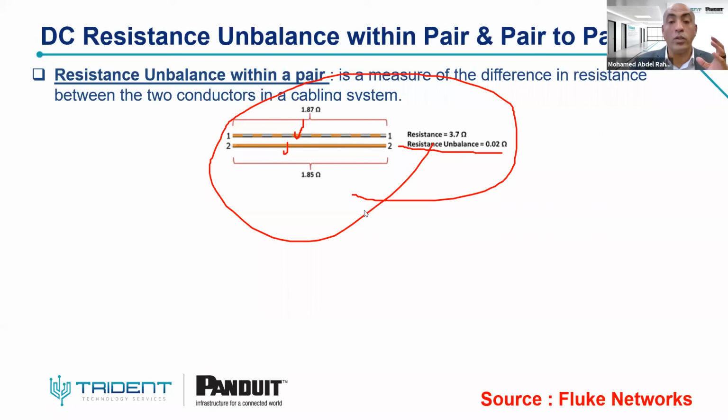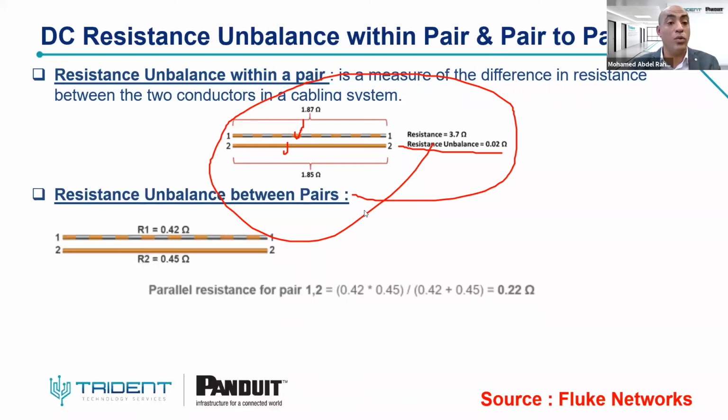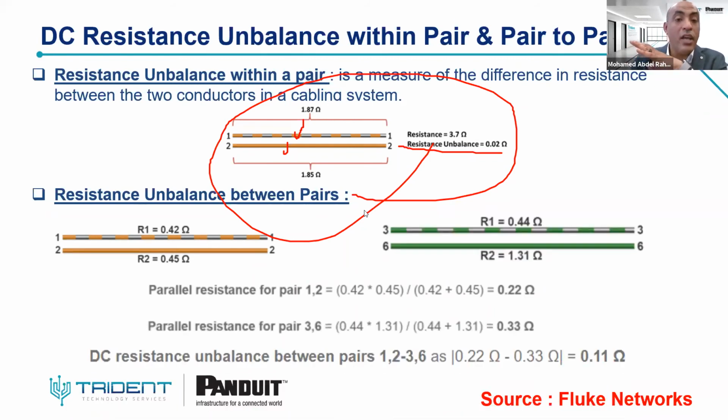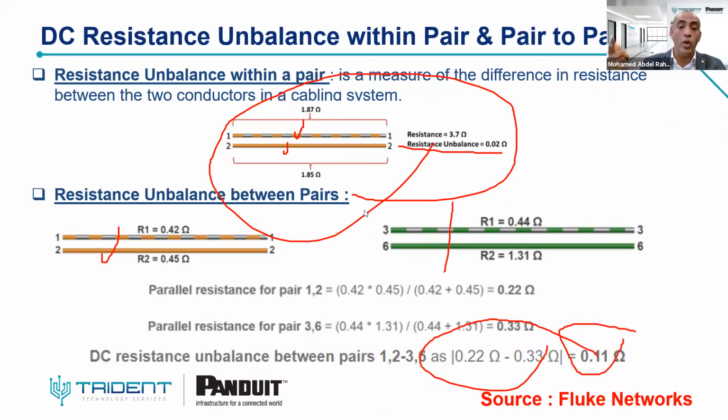Also, when you are talking about PoE++, it is added to the recommendations that you need to know the DC resistance imbalance between the pairs, or pair to pair. You need to measure the resistance difference between the two conductors in one pair and the two conductors in another pair. For example, you get the total resistance for pair 1,2 and pair 3,6, and the difference between them is 0.11. You have a limit of 0.2. This is the maximum limit from the standard to support PoE++ or higher power inside the cable.